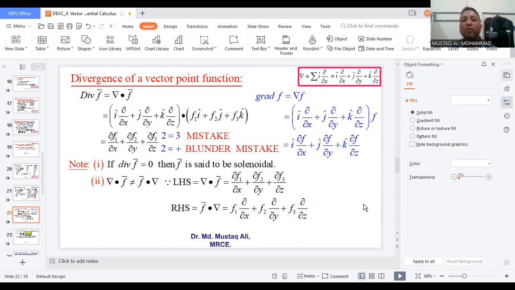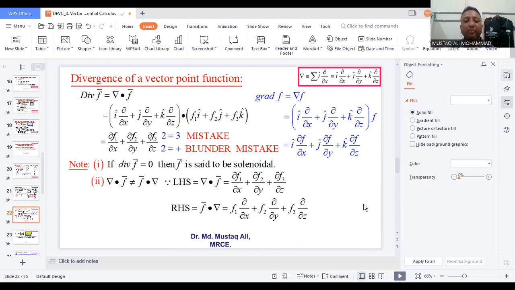As we know, the product of two same vectors, like i bar dot i bar, is equal to 1, and i bar dot j bar and i bar dot k bar are equal to 0. So using that condition, the formula is ∂f1/∂x + ∂f2/∂y + ∂f3/∂z, which is our required divergence of the given vector point function f bar.